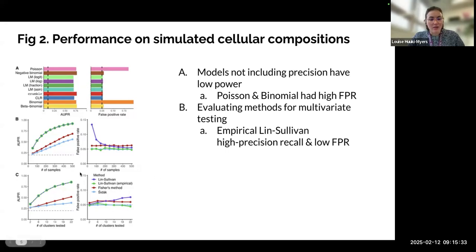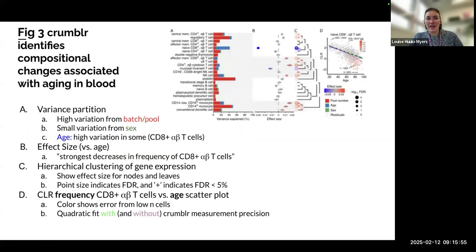Or I guess the green and purple here match up almost completely. Then if you look at false positives, the green, the empirical Sullivan's, is the lower of the two.